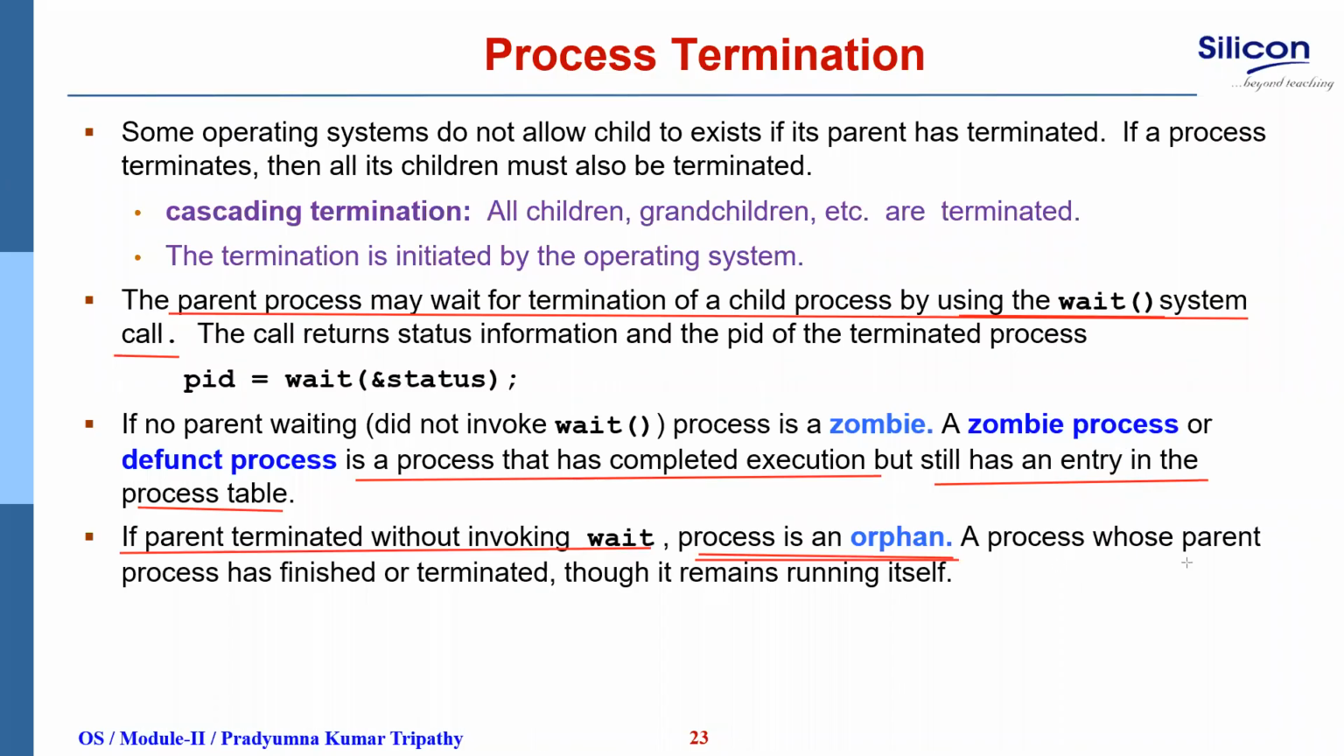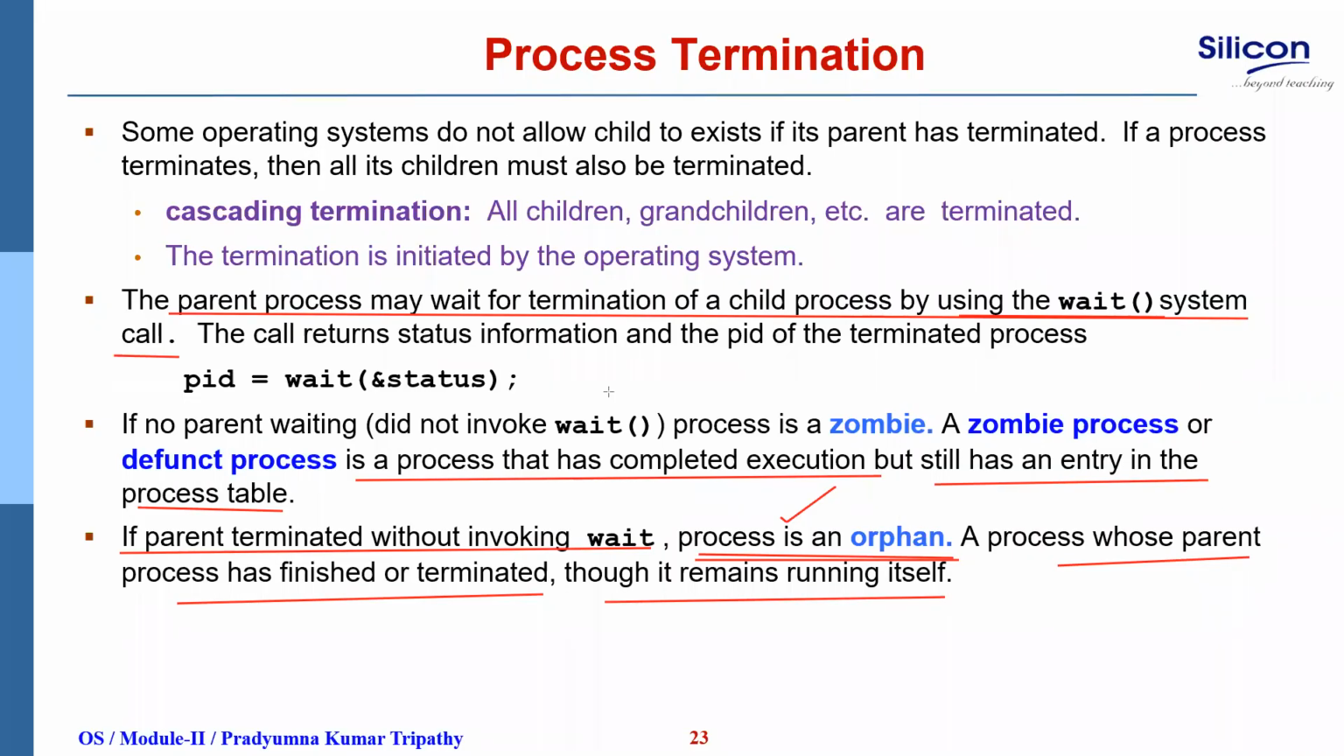So the process whose parent process has finished or terminated, though it remains running itself. It is running, but its parent has been terminated, either forcibly or due to some reason. Then this process becomes an orphan process. So, sir, the child process is running itself. We have executed a child process, but do remember whoever is terminating, suppose the parent is terminating, it should give a wait system call and terminate in that way.